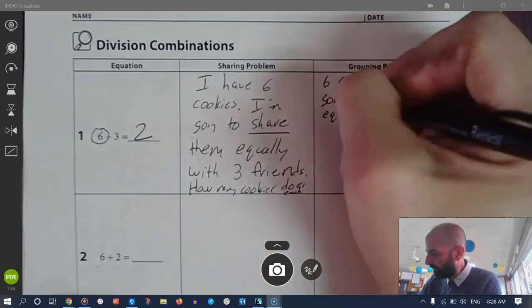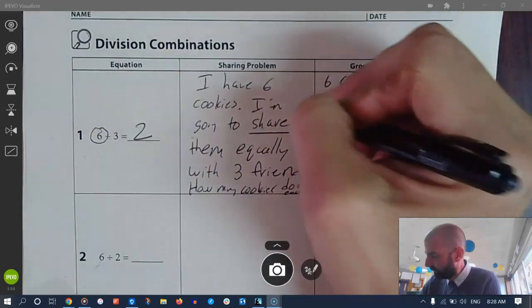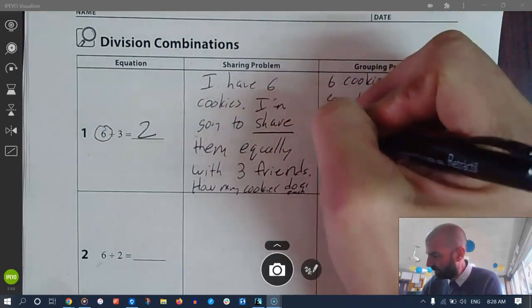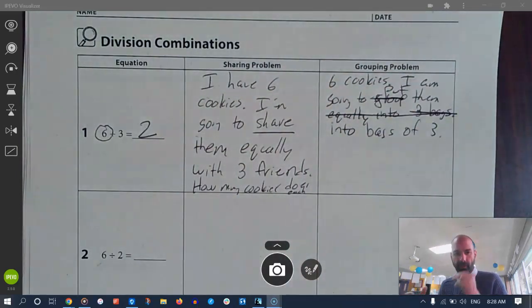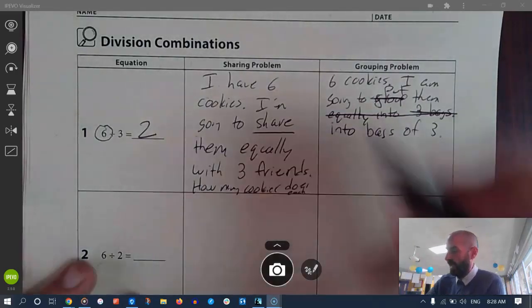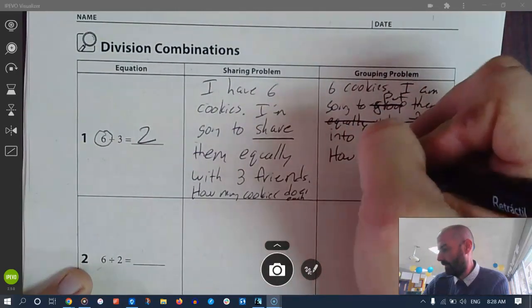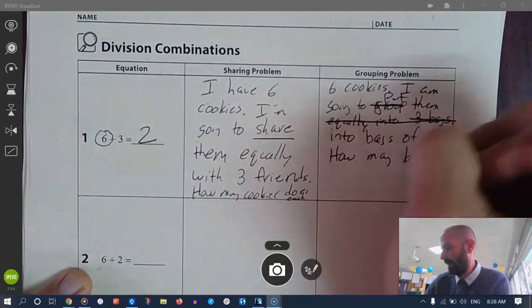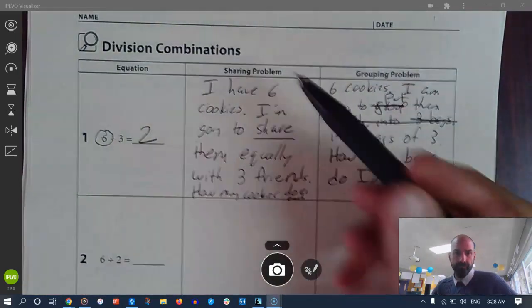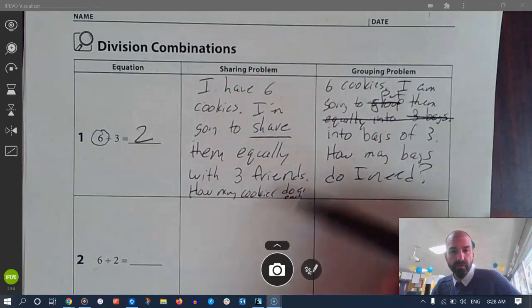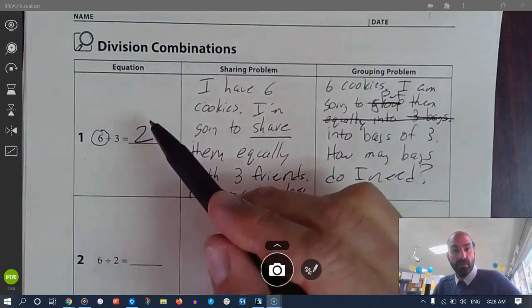So I'm going to put them into bags of 3. There we go. So I'm grouping them, right? I'm taking my cookies and I'm saying I'm going to take 3 cookies and put them in a bag. I'm going to take another 3 cookies and put them in a bag. How many bags do I need? All right, so both are 2, right? Okay, each kid gets 2 cookies. I need 2 bags. It's 2 different ways to look at it.